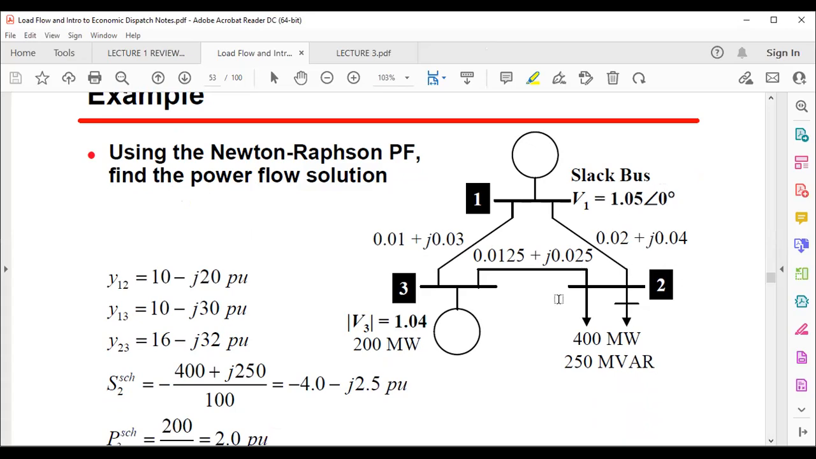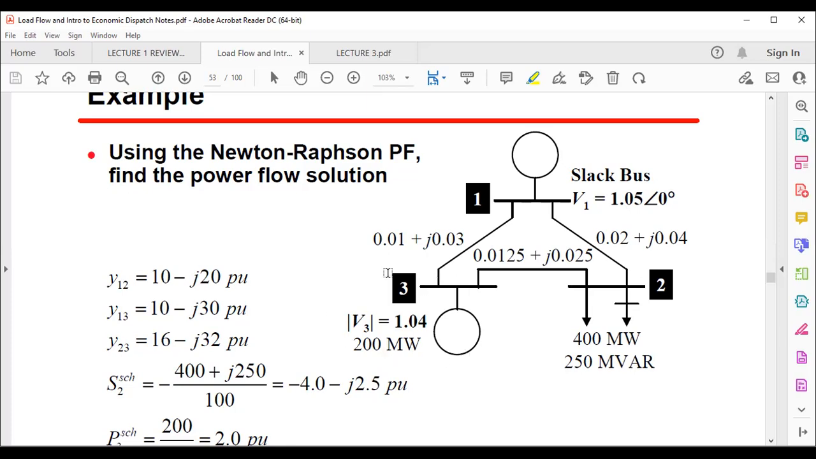Then we have bus 2. Bus 2 is what we call a load bus. At a load bus, we know the active and reactive power that is leaving the load. However, we don't know the voltage and the phase angle. So in this case, for bus 2, we'll be looking for the voltage and its phase angle.